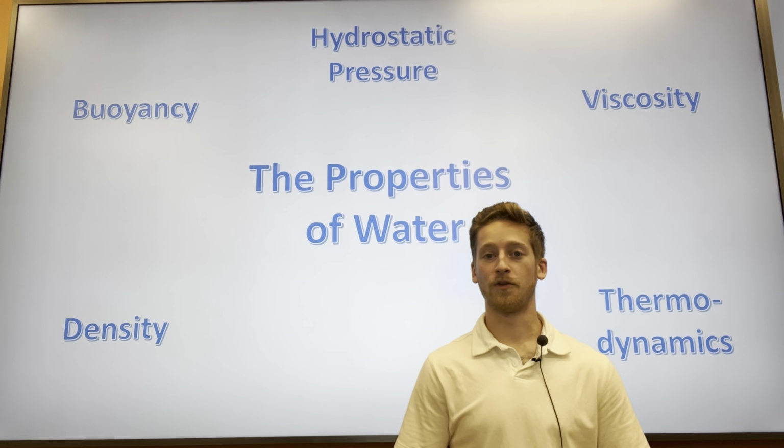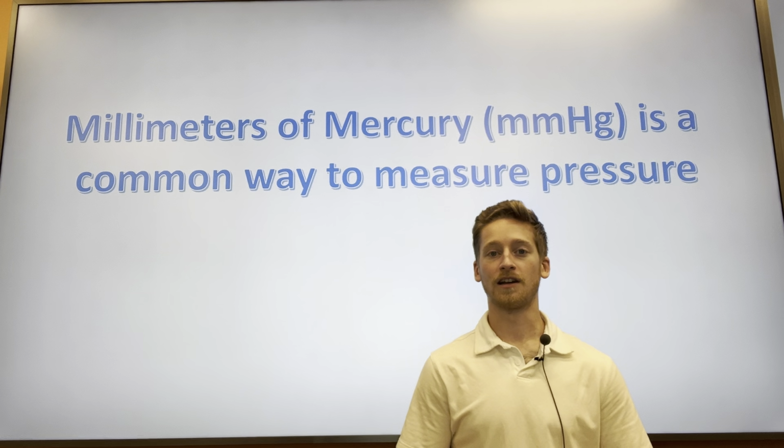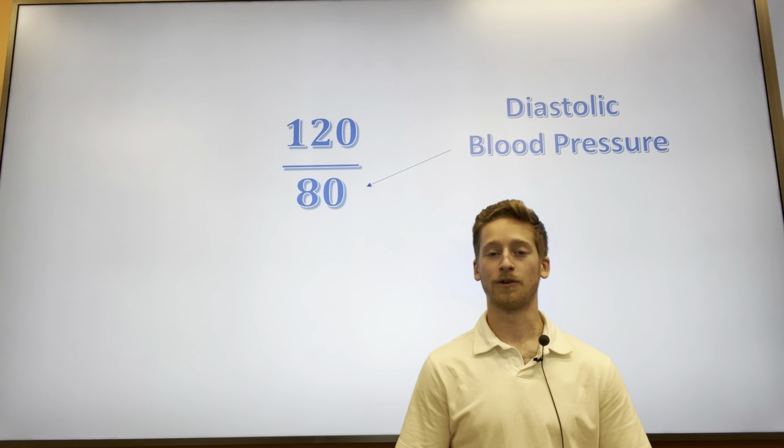The deeper we stand in water, the more hydrostatic pressure we experience as well. Hydrostatic pressure is the force that water places on all sides of an object when in water. For every foot of depth in water, this pressure goes up by 22.4 millimeters of mercury. Millimeters of mercury is a common way to measure pressure. So, standing in 4 feet of water places 89.6 millimeters of mercury on our feet and ankles, which is higher than our average diastolic blood pressure, which is 80 millimeters of mercury.